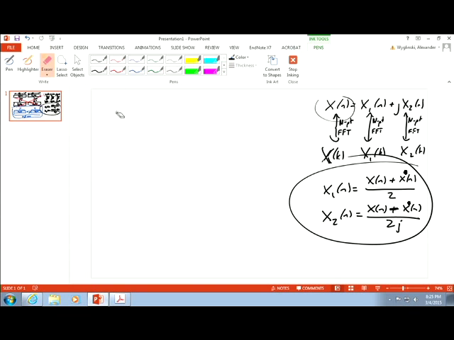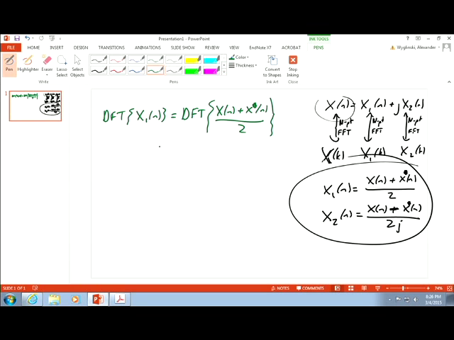And this is what you do. What you do is, let's say we take the DFT of x1 of n, right? And that's going to be equal to the DFT of (x of n plus x complex conjugate of n) over 2. We know that the DFT is a linear operator. So we know that this guy here already is going to be x1 of k.